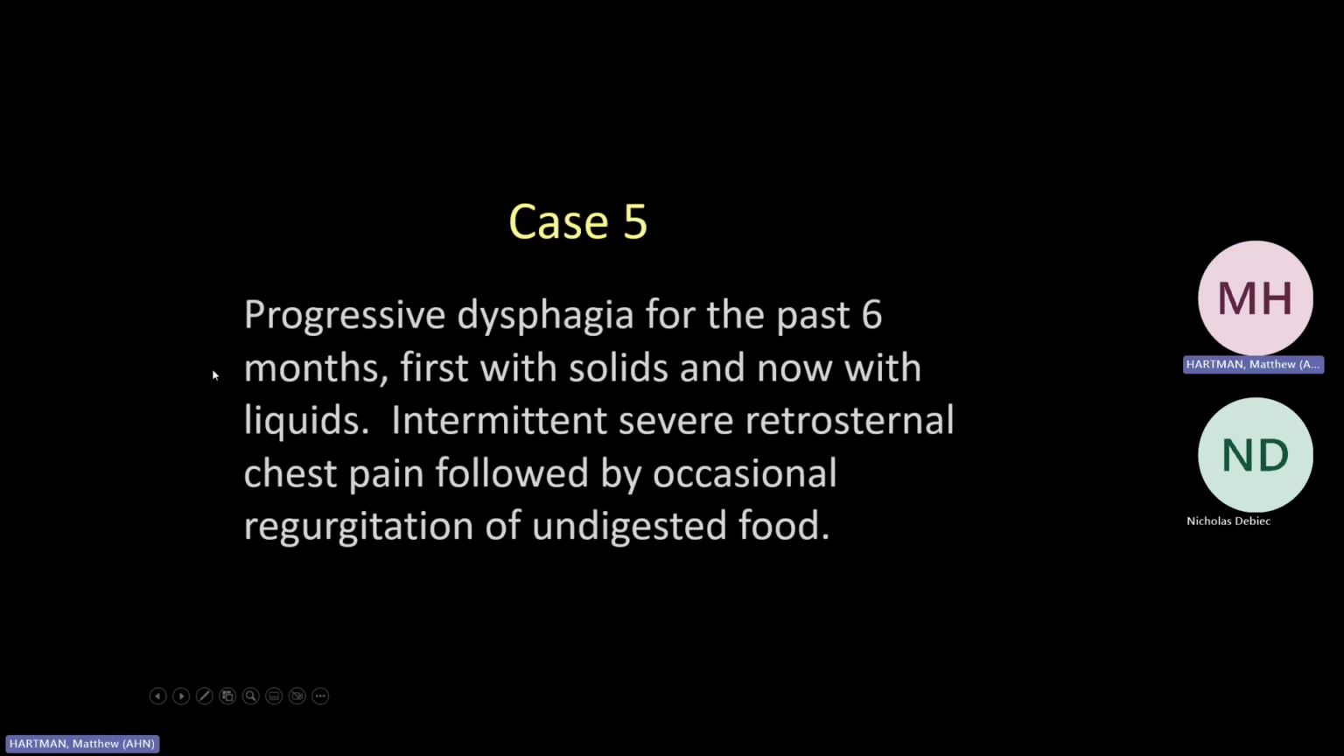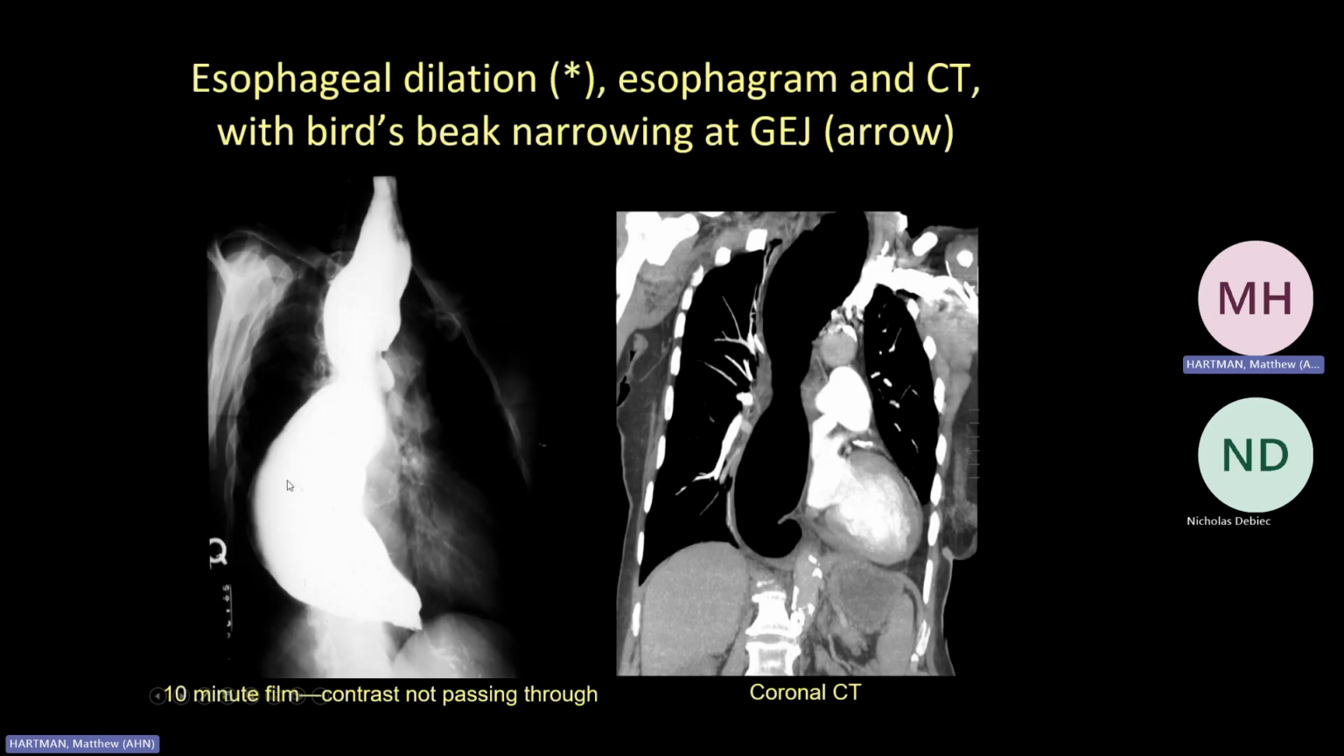Case number 5, progressive dysphagia for the past 6 months. We always ask, is it with solids? Yes, but now also with liquids. Regurgitation of undigested food. That's a key part of the history. So we do the esophagram.